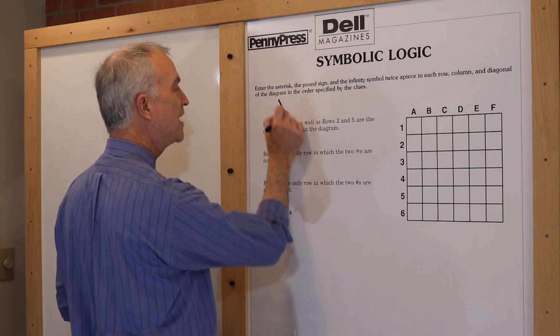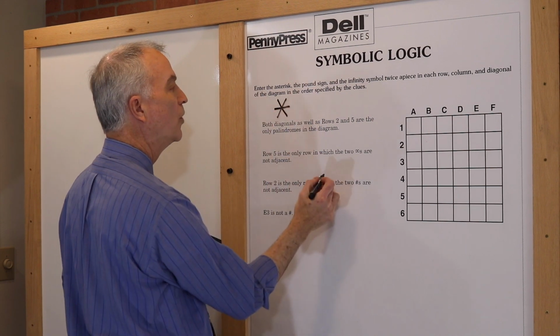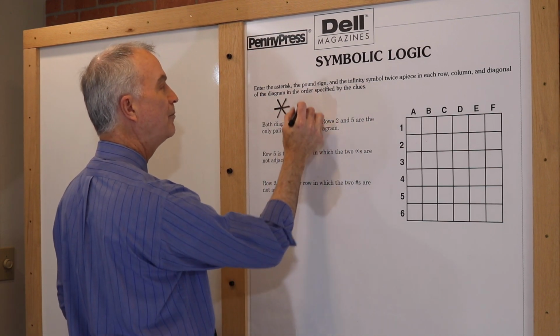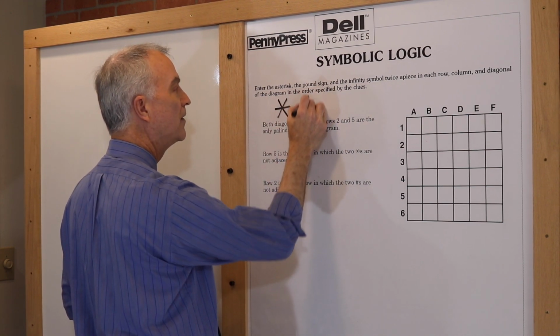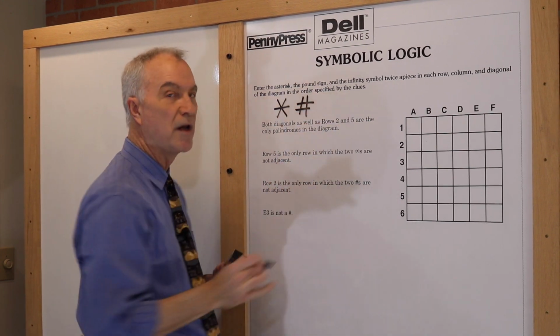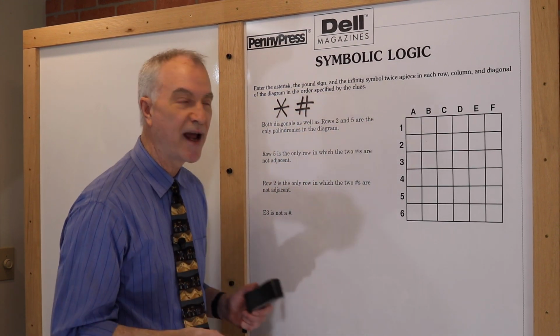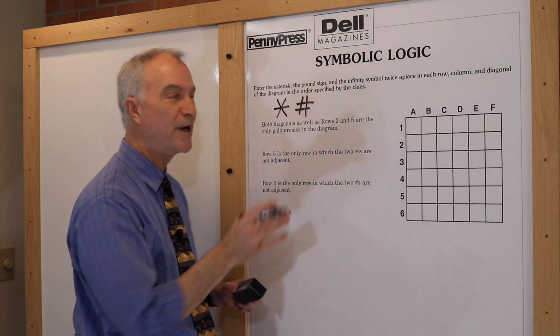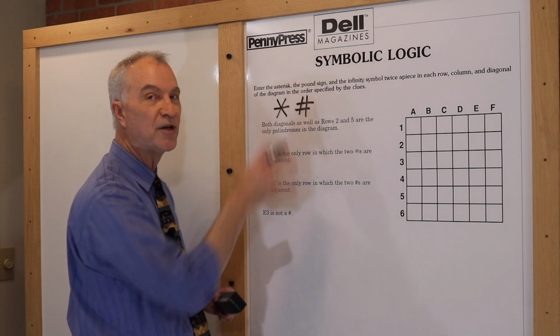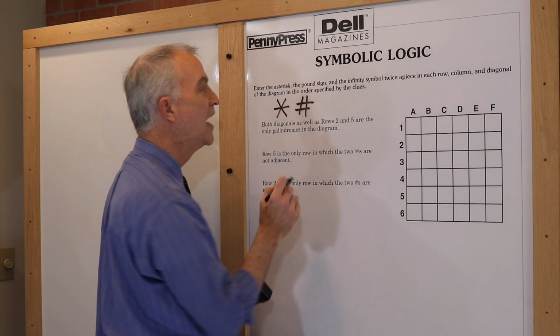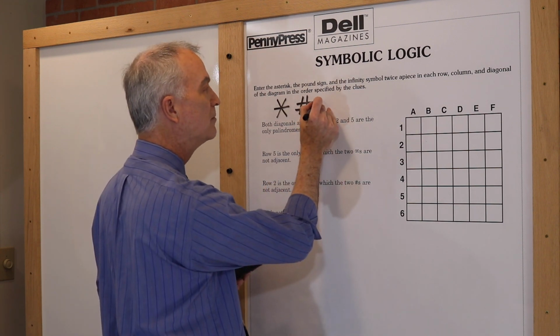Well, let's first of all talk about the symbols that we're going to be using for our puzzle. First of all, we've got the asterisk, we've got the pound sign that somewhere down the line has become known as the hashtag symbol, but for the purposes of the puzzle here, we're going to call it the pound sign because that's what we're calling it in the instructions here. And then finally, we've got the infinity symbol.